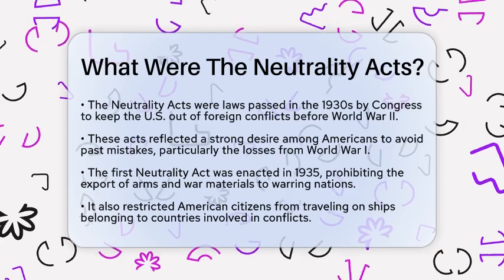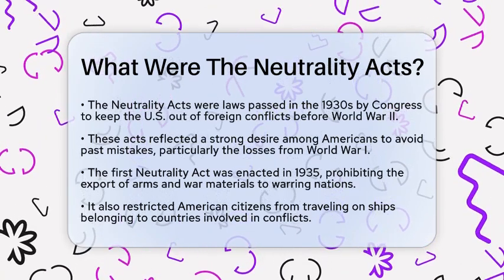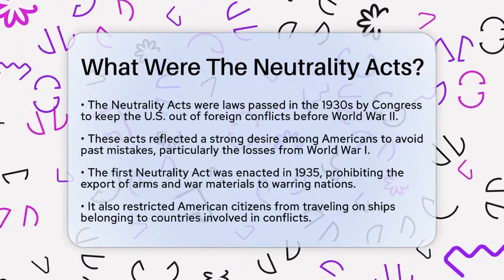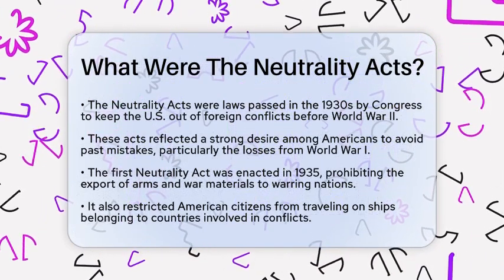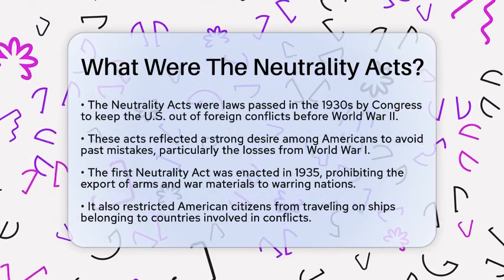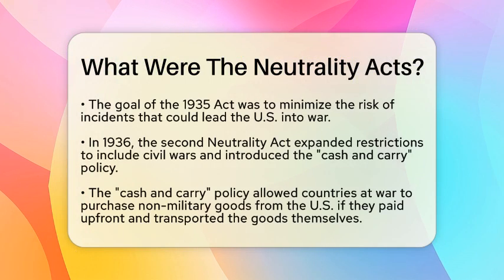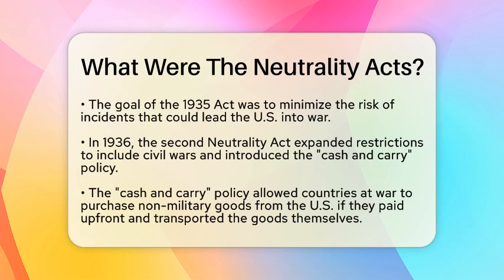The first Neutrality Act came in 1935. It prohibited the export of arms, ammunition, and other war materials to nations at war. This act also stopped American citizens from traveling on ships belonging to countries involved in conflicts. The goal was to reduce the risk of incidents that could pull the U.S.